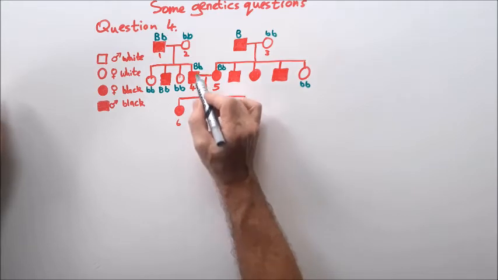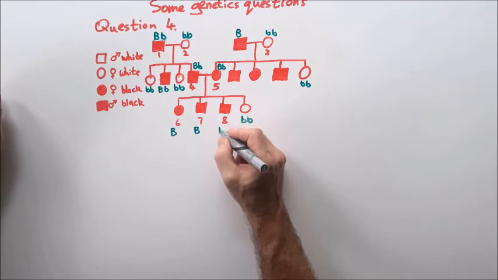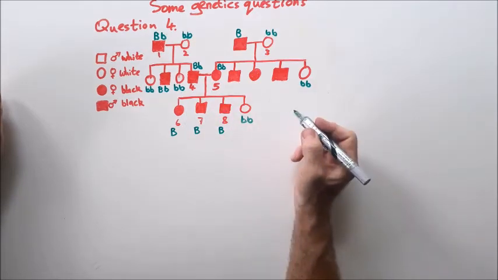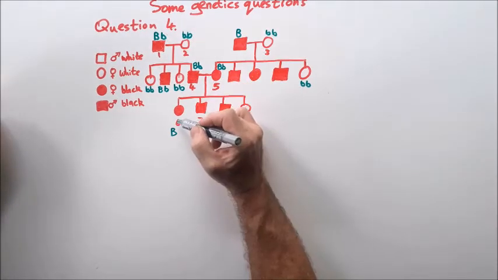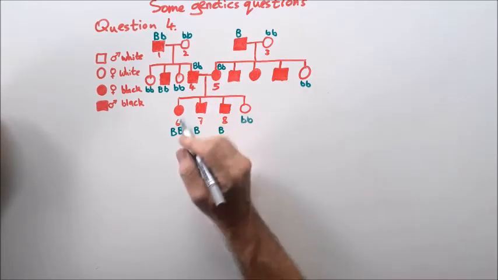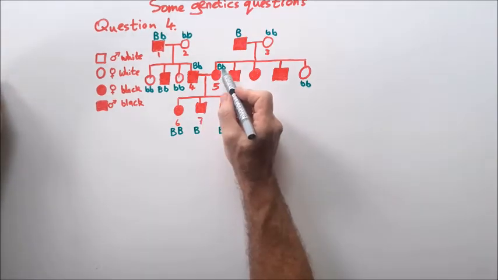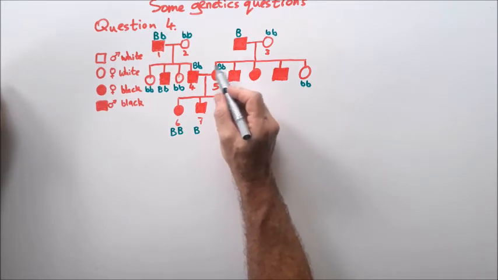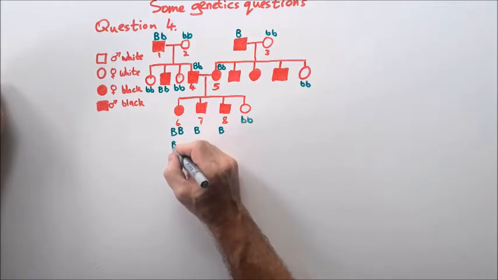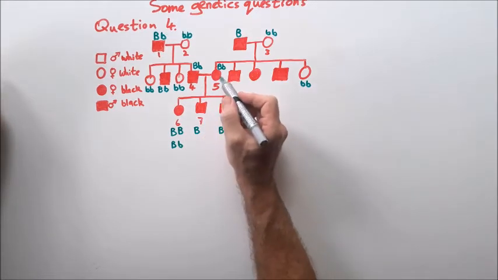Individual number 6 has to be black, so big B, and same as 7, big B, and same with 8, big B. They all definitely have to have at least a big B to make them have black fur. However, number 6 could have got a big B from mom. So the possibility is that she is homozygous with black fur, big B, big B. But it's also possible that she got a small b from mom, or the small b from dad, and vice versa. So this individual could also be big B, small b. That is still a possibility. We'll get to that just now when we answer the question.